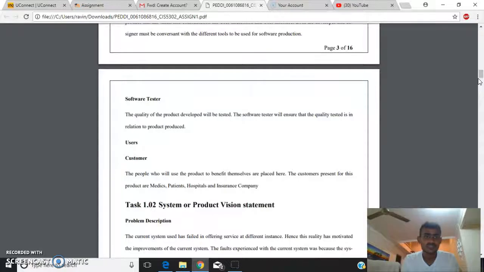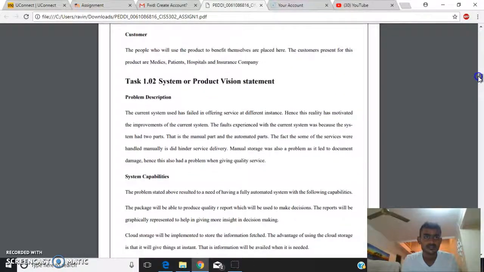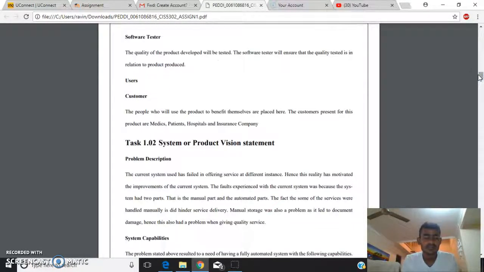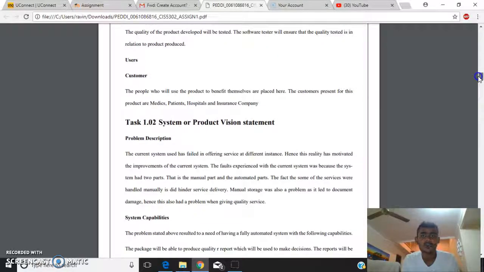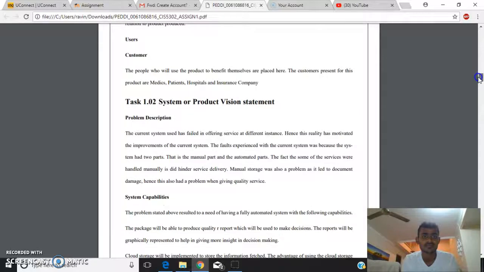And the following next one is the users. Users means the customers who will use the system. Actually, the customers are the people who will use the product and benefit themselves. The customers of these products are medics, patients, hospitals, and insurance companies. And one more task in this system is the product vision statement.